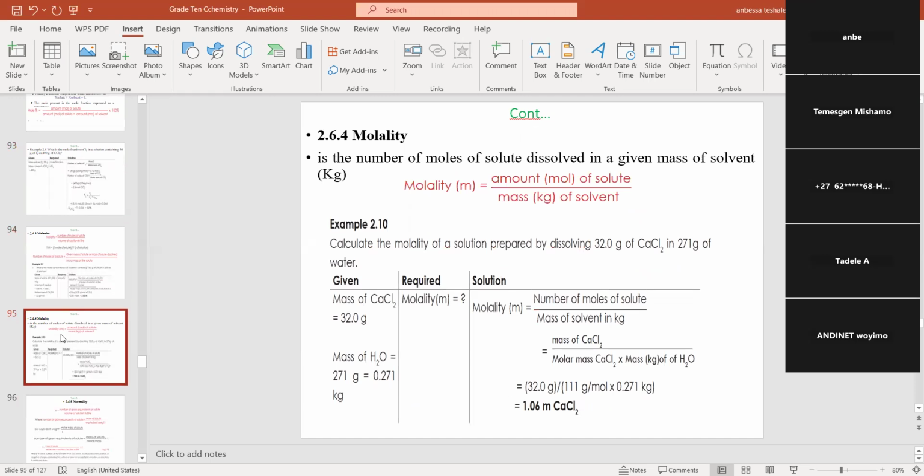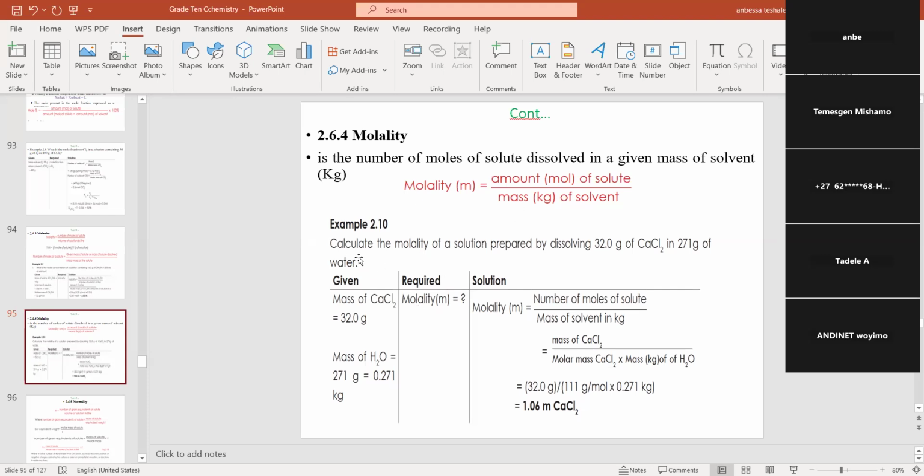So of course, when you see molality, it is the amount of mole of solute per mass of kilogram of a solvent. So first thing is we have to convert the given mass to the mole. Then the solvent is given by a kilogram, not by a liter as usual. So by using this formula, you can get molality.